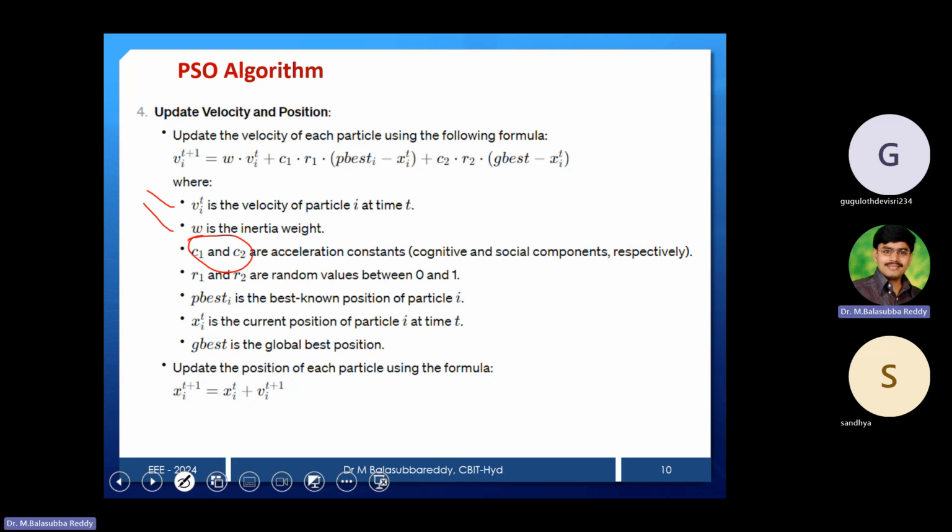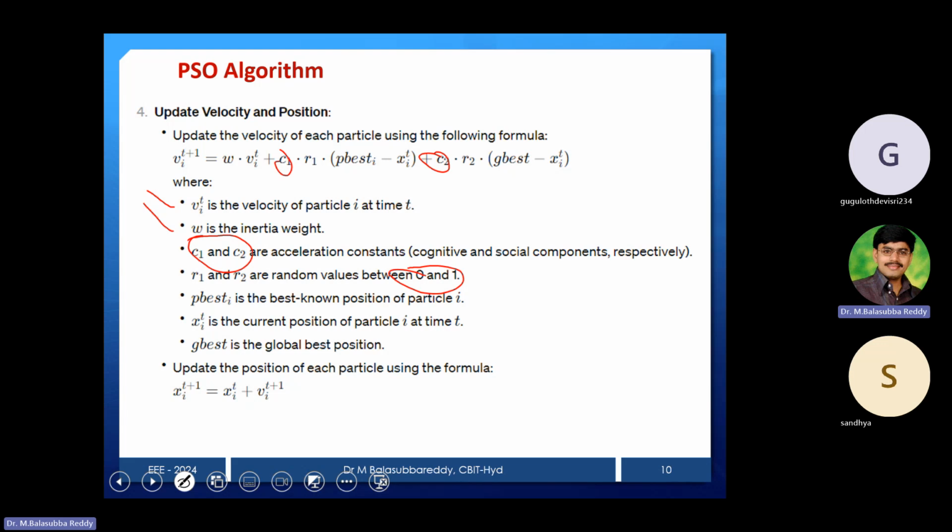Now, R1 and R2 are random values between 0 and 1, because here C1 and C2 we initially fix, with the C1 value and C2 value maybe 2 or something. Then R1 will be a random value, and P best is known, along with the current velocity and the X position. The solutions for the random population we take as Xi, where i is 1, 2, 3, and so on. Among the random ones, based on fitness, we take the best fitness value, that is the global best minus the corresponding position.